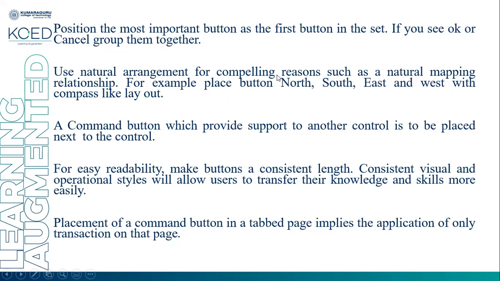Use natural arrangement for compelling reasons such as a natural mapping relationship. For example, place the buttons north, south, east, and west in a compass-like layout. A command button which provides support to another control is placed next to the control. If you have a command button which supports a particular control, that command button should be placed next to the control, not somewhere else. For easy readability, make the buttons a consistent length.